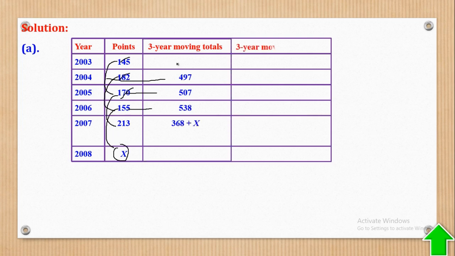So then next will be the 3-year moving averages. For moving averages you divide by this number, which is 3. So 497 divided by 3 gives me that. So we round off to 2 decimal places. Then this one divided by 3 gives you that, and this divided by 3 gives you that. This divided by 3 gives you that. So basically that's what they wanted in part A.